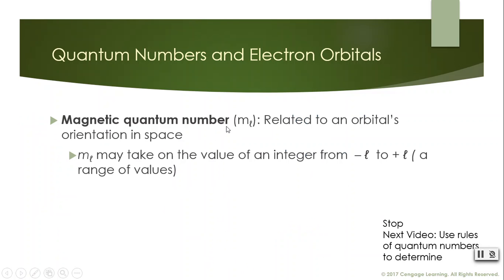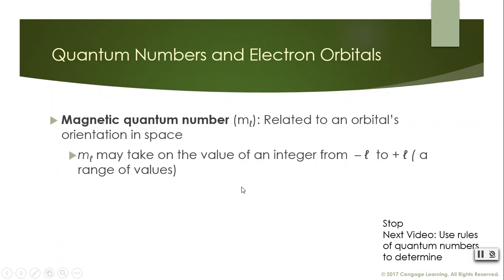The magnetic quantum number is related to the orientation that that region of space has. And just like values of L were dictated by values of n, the magnetic quantum number values are dictated by values of L, or they are dependent upon values of L. So given a particular L value, the m sub L, the magnetic quantum number, has a range of values from negative L to plus L.